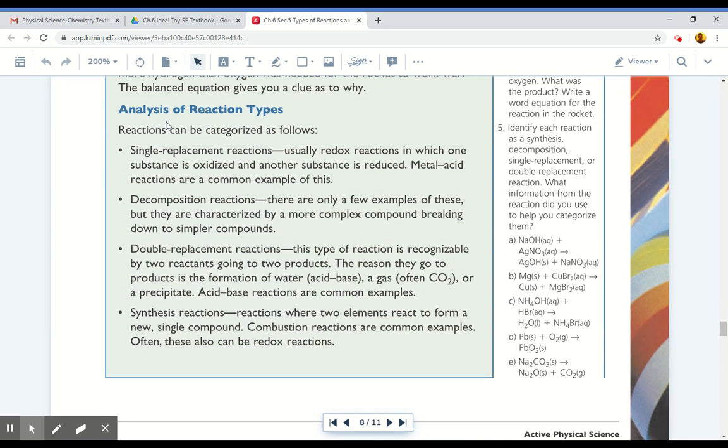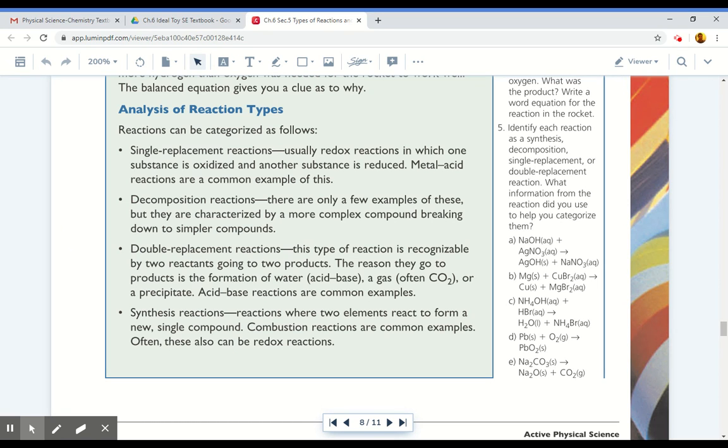Analysis of reaction types. Reactions can be categorized as follows. Single replacement reactions, usually redox reactions in which one substance is oxidized and another substance is reduced. Metal-acid reactions are a common example of this. Decomposition reactions. There are only a few examples of these, but they are characterized by a more complex compound breaking down to simpler compounds.